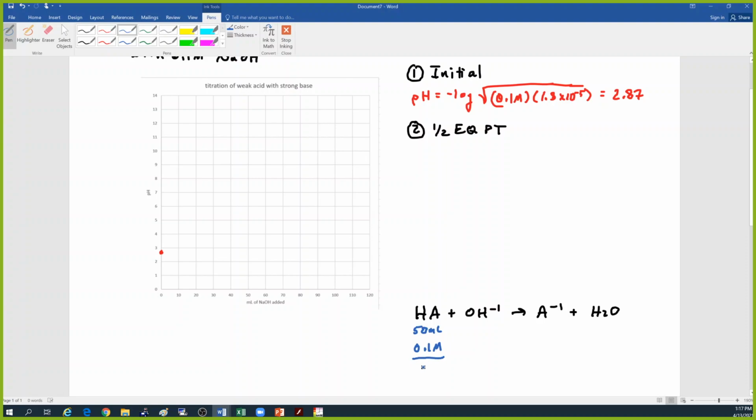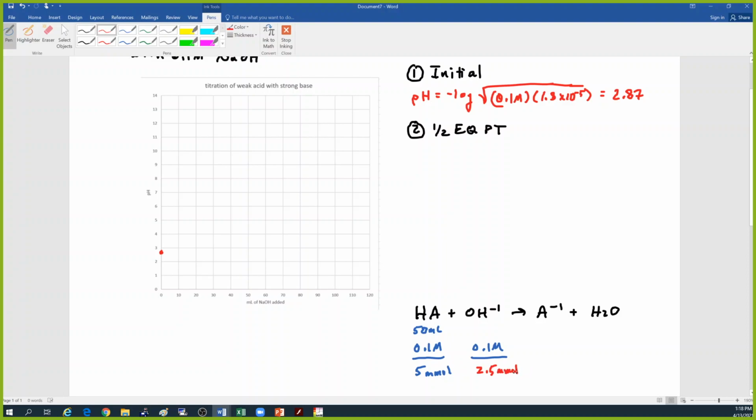So we know that the HA starts with 50 milliliters, and we know it starts at 0.1 molar. When you multiply those, you get 5 millimoles. That's how much total weak acid was in our original solution. Our base is 0.1 molar, but we don't know how much we're using; we're adding it as we go. But here's my question. Based on the symmetry of the problem, if I want to reach the half equivalence point, how many millimoles of strong base do I need to add to neutralize half of the acid? 2.5. Exactly. 2.5 millimoles brings me to the half equivalence point.